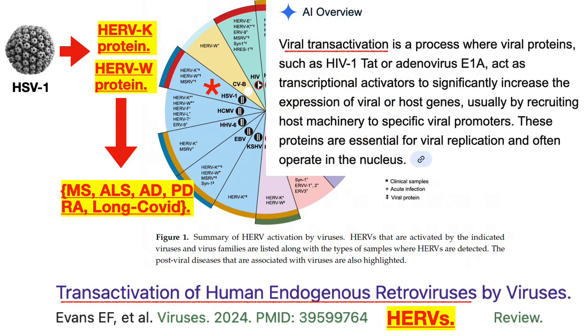To start this discussion, it's useful to draw from AI Overview. AI Overview provides a concise but overly limited definition of viral transactivation. Viral transactivation is a process where viral proteins, such as HIV-1 TAT or adenovirus E1A, act as transcriptional activators to significantly increase the expression of viral or host genes, usually by recruiting host machinery to specific viral promoters. These proteins are essential for viral replication and often operate in the nucleus.